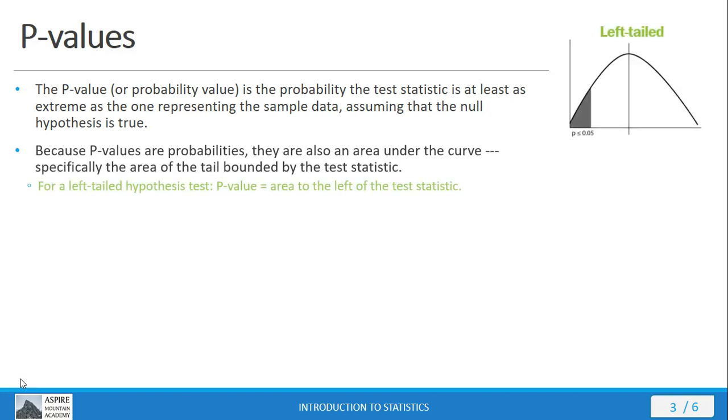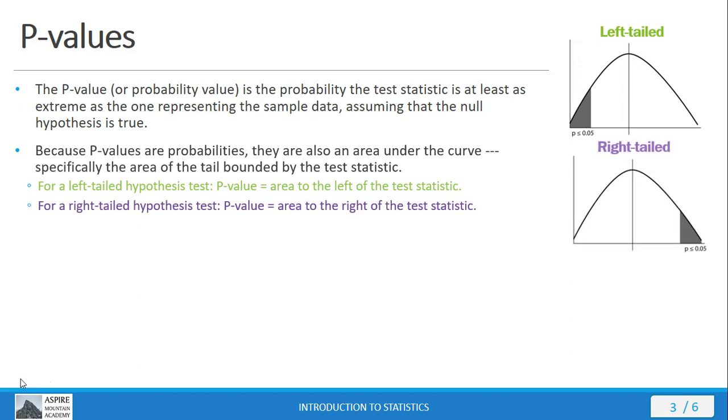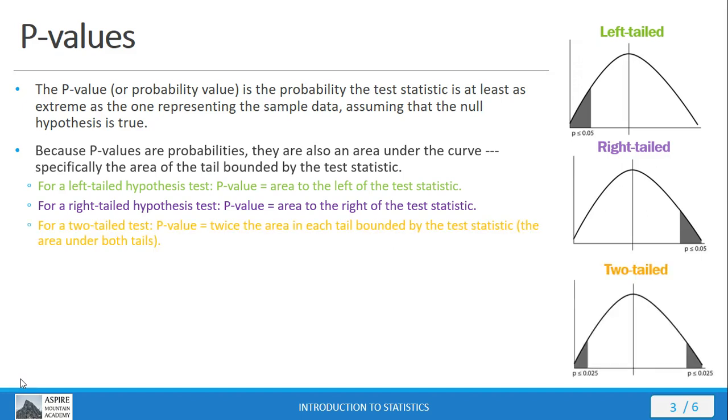And so for a left-tail distribution, the p-value is going to be the area to the left of the test statistic. For a right-tailed hypothesis test, the p-value is going to be the area to the right of the test statistic. And for a two-tailed test, the p-value is going to be twice the area in each tail, because the area has been split into two parts. Okay, and if you're dealing with, say, a normal distribution or a student t distribution, these are symmetrical distributions, and so half of the p-value will be in the tail on the left and half will be in the tail on the right.